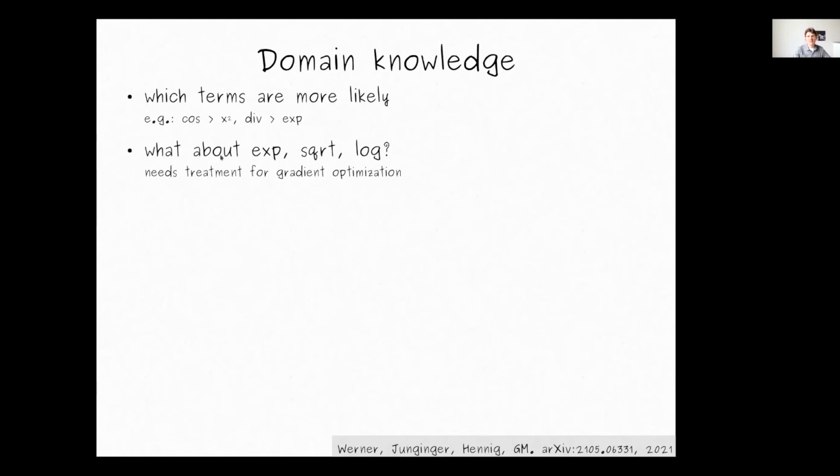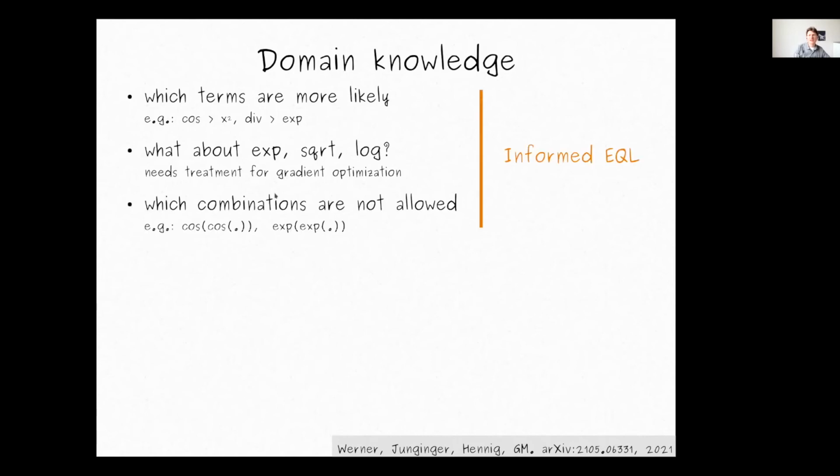We also have some problems in this framework with exponential, square root and log, because they're not really nice. They have problems of being not differentiable at certain parts, or they just explode. In the paper we show a few ideas how to work with them. The other thing is that you may not be happy with funny combinations like cosine of a cosine or exponential of an exponential. This we can now forbid.